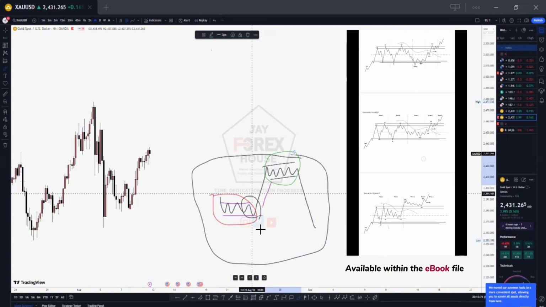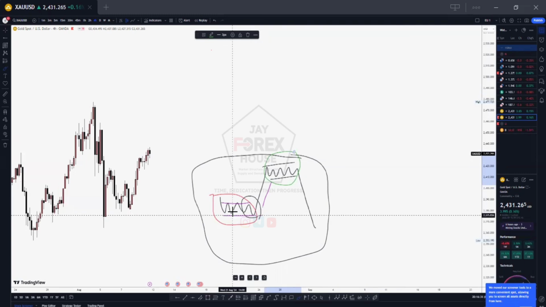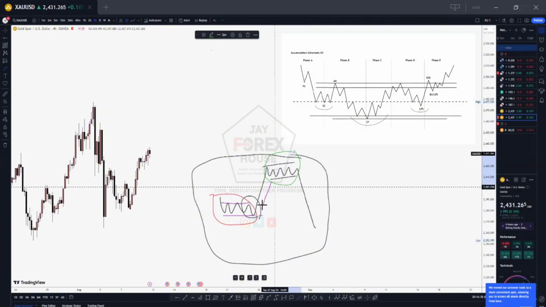For example, in the accumulation words, you see AR, ST, spring, sign of interest, and then sign of weakness, sign of strength, all those things. Those are concepts that help you identify what's happening on the candlestick. Okay, the entire system is known as Wyckoff. So this is one big misunderstanding that a lot of people have, and that's why they don't know how to use the Wyckoff method. But once you understand these things, it becomes easier for you to navigate.